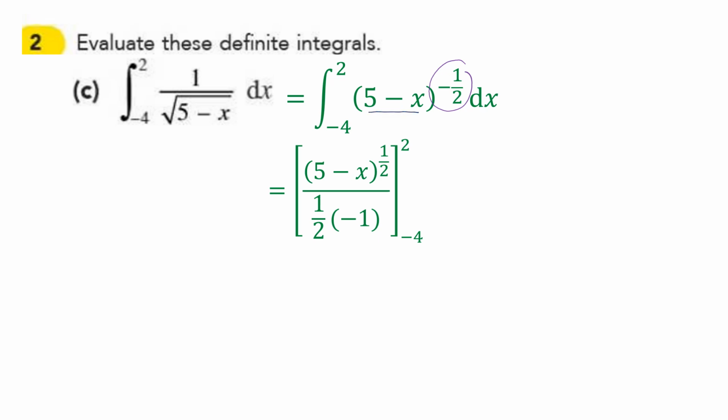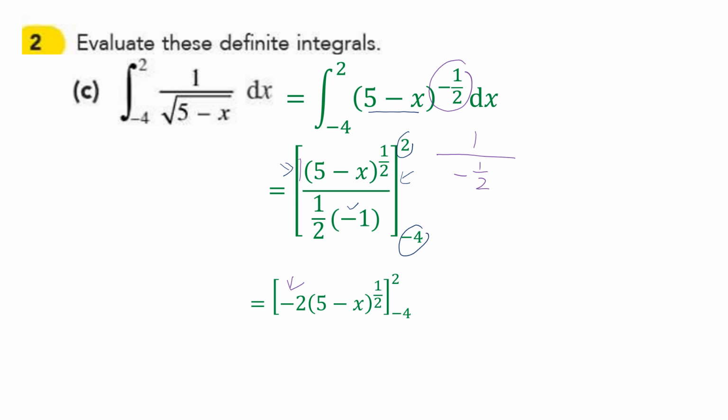Differentiate 5, we get 0. Differentiate negative x, we get negative 1. Okay, and of course, put in your square bracket, and then your upper and lower limits. And then simplify it before you do the substitution. So this one you can just easily use the calculator. Take 1 divided by negative half. So 1 divided by negative half will give you negative 2.